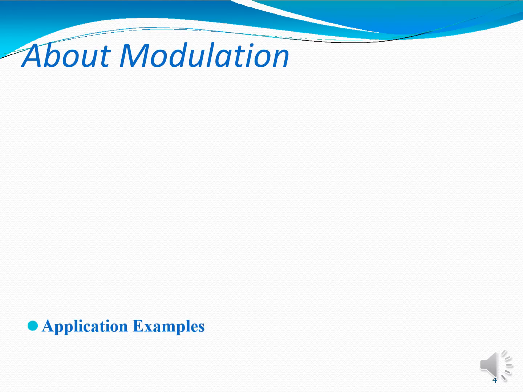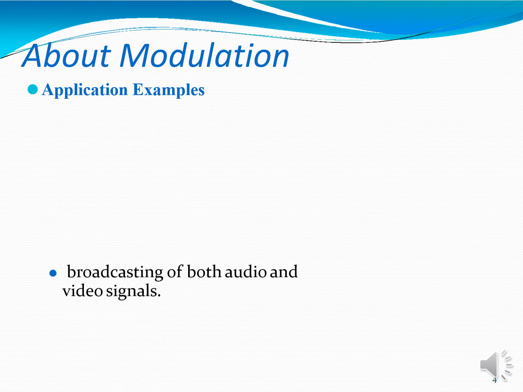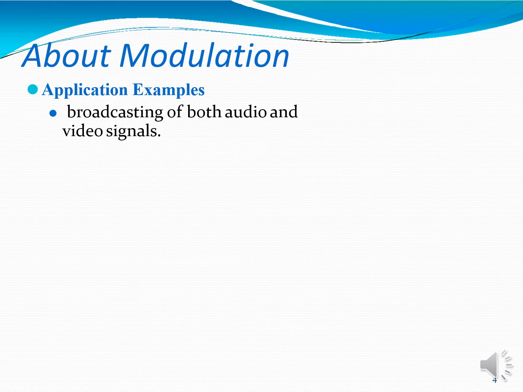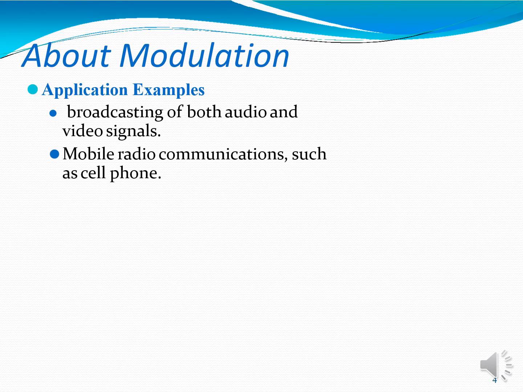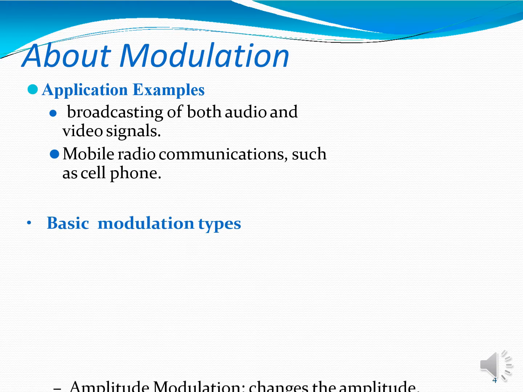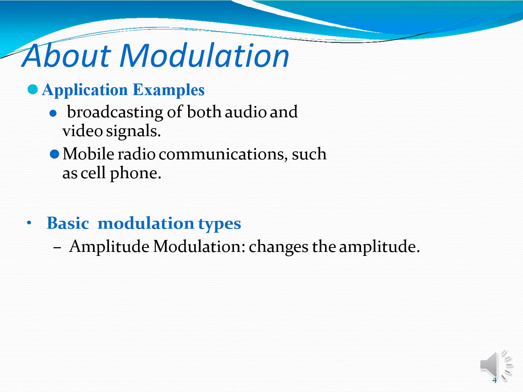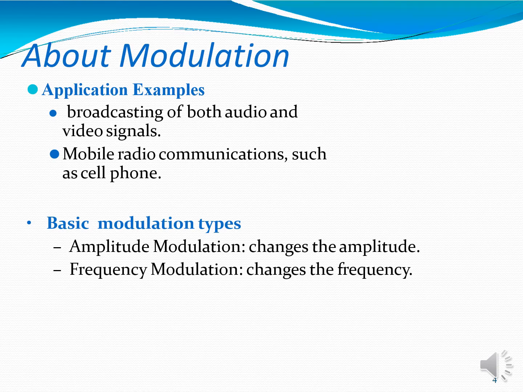About modulation, we have to know the applications. It is mainly used for the broadcasting of both audio and video signals, and mobile radio communication such as cell phones. So what are the basic modulation techniques we are using? One is amplitude modulation, which changes the amplitude. Next, frequency modulation, which changes the frequency. Then phase modulation, which changes the phase.